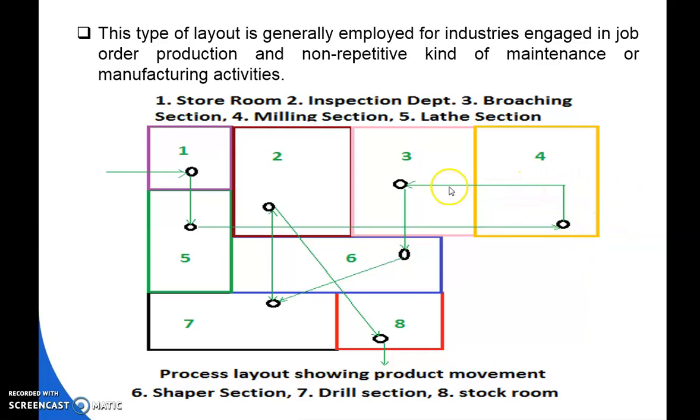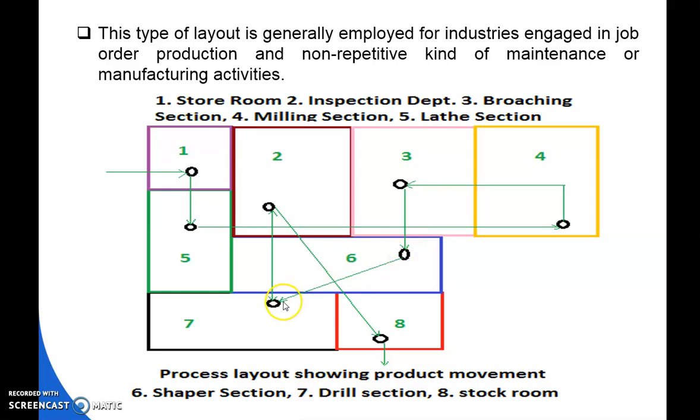After that, the semi-finished product reaches the 3 machine department, known as the broaching section, at which we are going to produce the keyhole for the mounting of the gear onto the shaft. After that, this semi-finished product goes to the shaper section, where the upper top surface and bottom surface of the gear are finished.